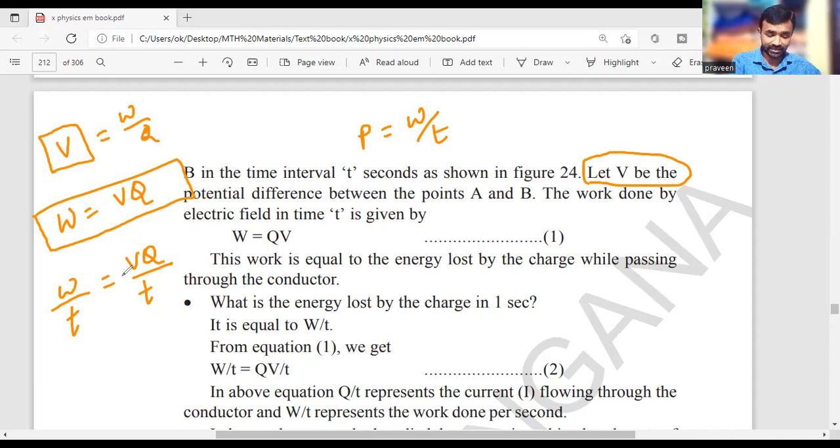Sorry, W by T here. What is W by T here? W by T is the rate of work done, called energy, or the work in unit time. Here it is taken as power. W by T is nothing but power.